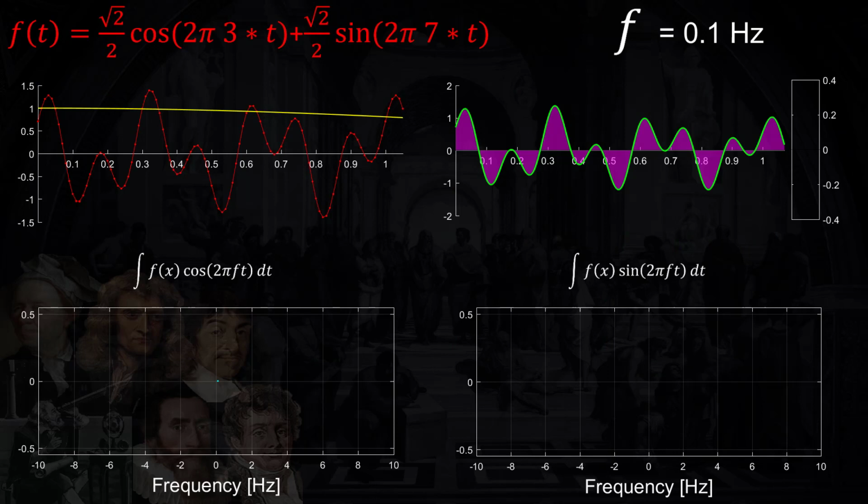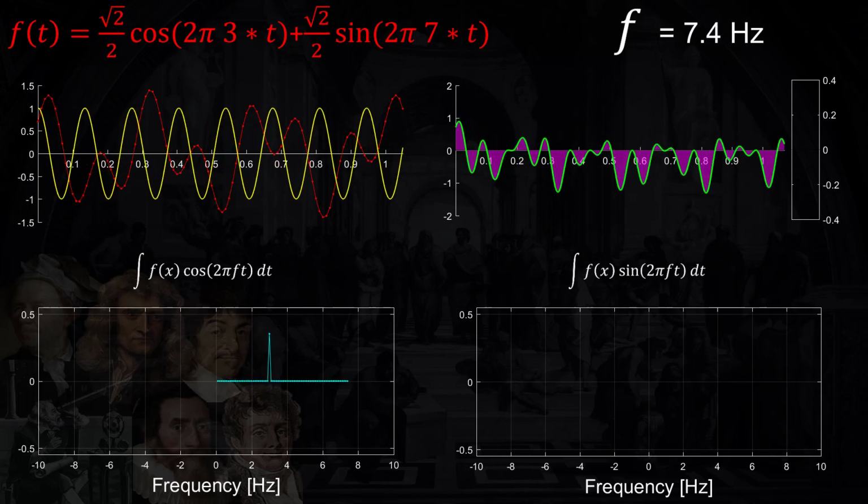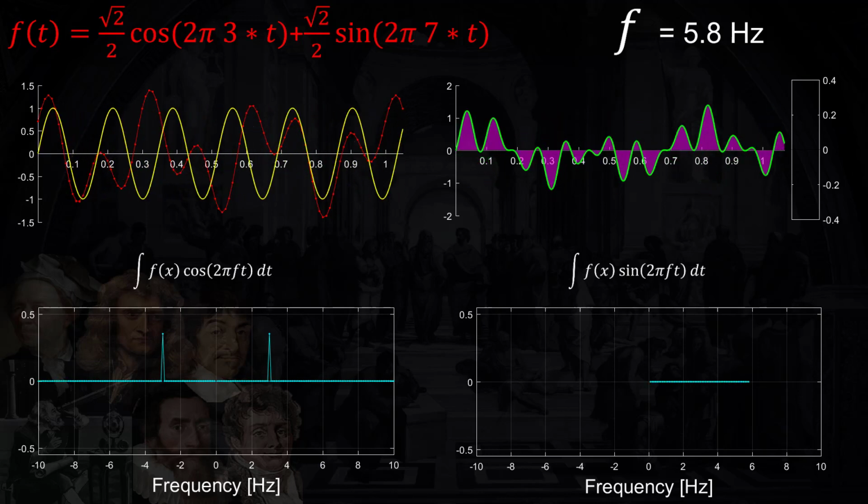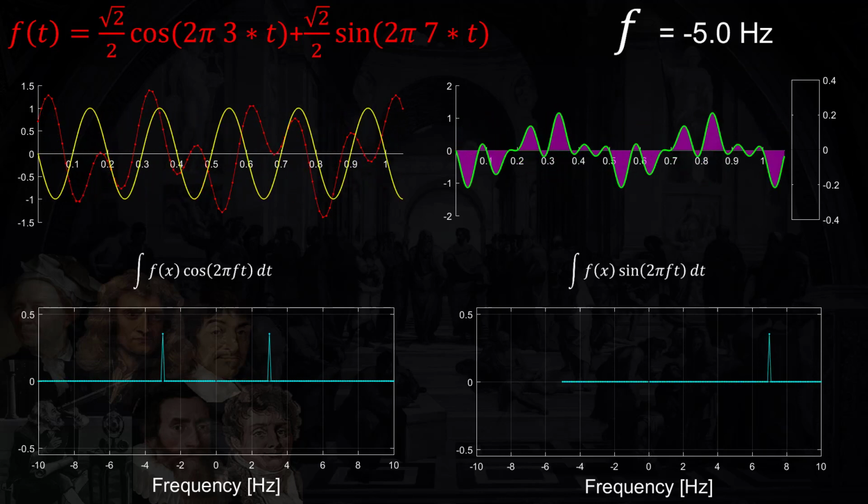This time the signal has both cosine and sine contents. Cosine at 3 Hz, sine at 7. I'm going to do the cosine portion first and then do the sine portion next. 3 Hz cosine content and 7 Hz sine content.